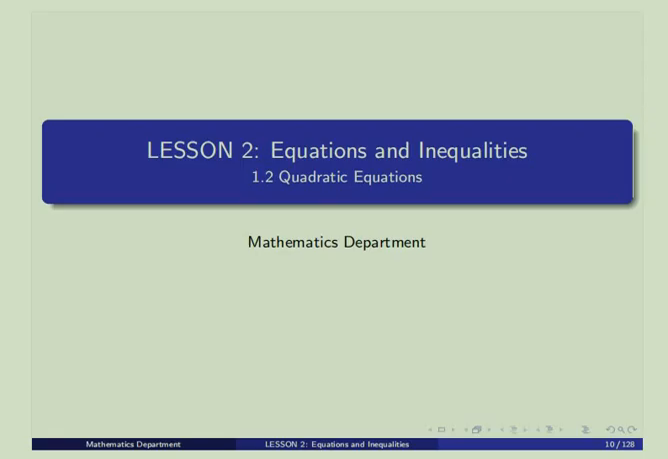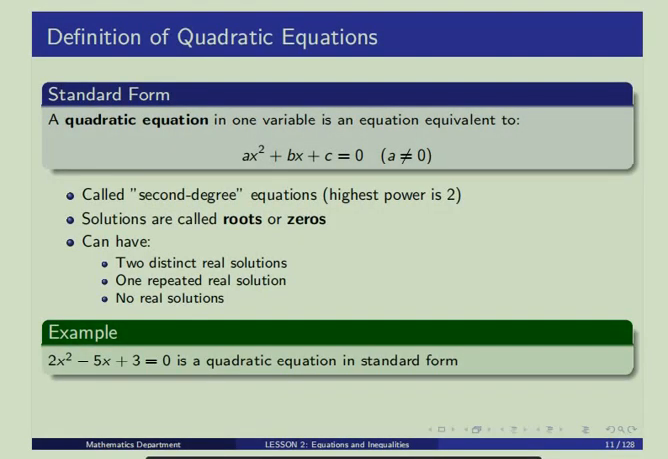We want to focus on equations and inequalities, specifically quadratic equations. So what is a quadratic equation? A quadratic equation in one variable is equivalent to this when the highest power of x is 2. Take note of that, and of course a is not 0. If a is 0, then this becomes linear, remember from our previous lesson.